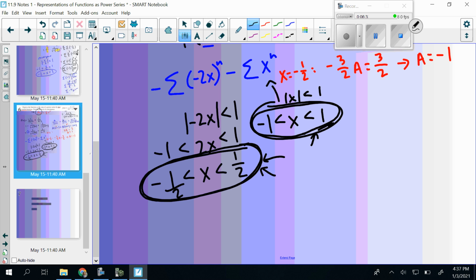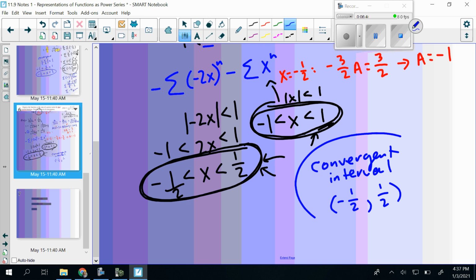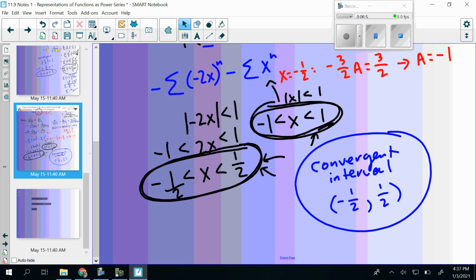So this one should be convergent then. It should be convergent on the interval from negative 1/2 to 1/2. So that would be the interval of convergence that encompasses both of them. So if you got a partial fractions one, that's how you can work through and still find the radius of convergence.